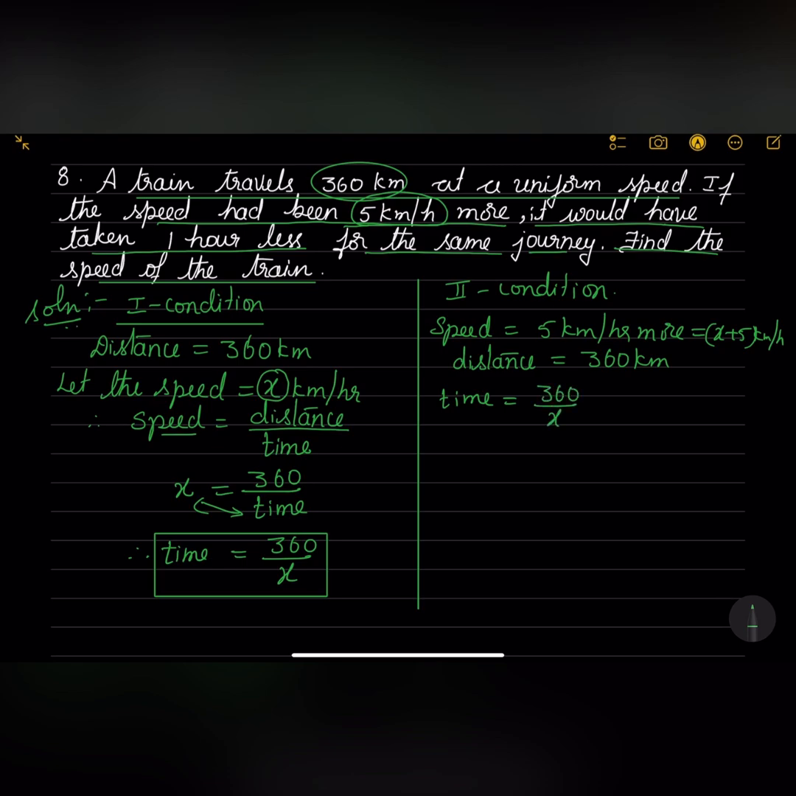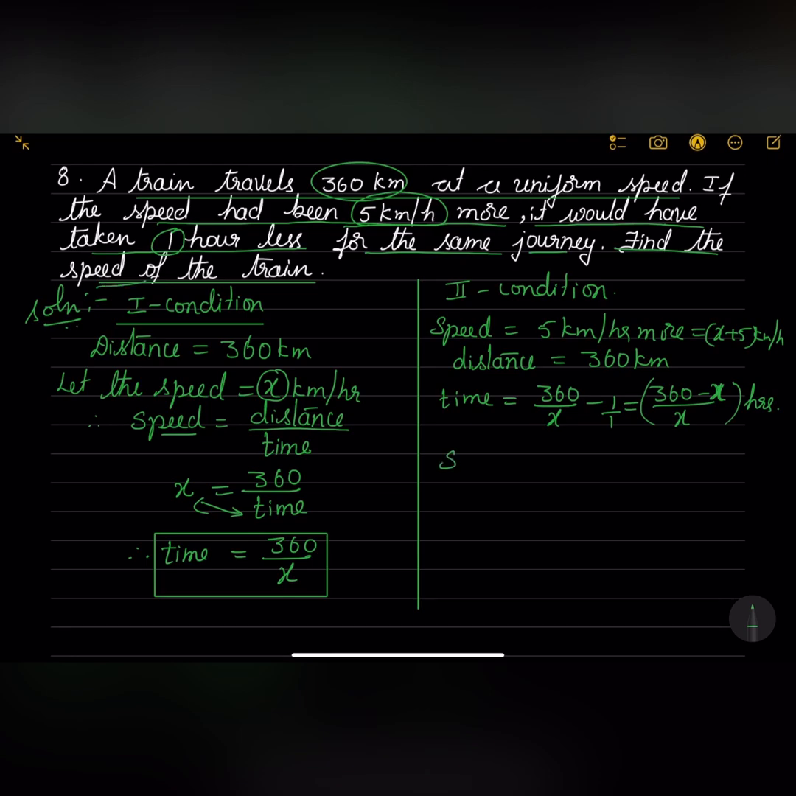And the time will be equal to how much? We have got 360 by x as the time. And they have clearly given it would have been 1 hour less. So this is 1 hour less than the time that it has taken, and in this the LCM is x. So we'll get 360 minus x over x hours. So this is about the time. Now what are we supposed to do? We have to find out the speed.